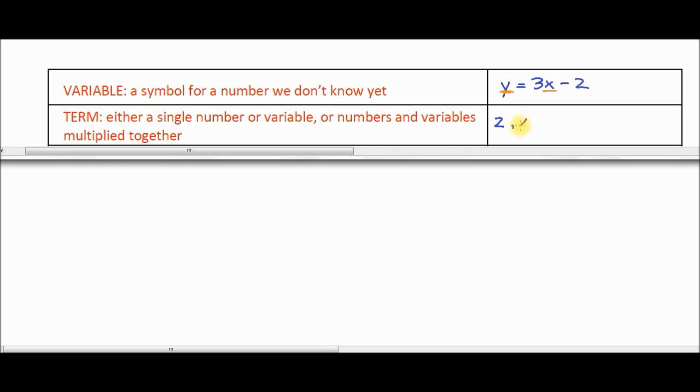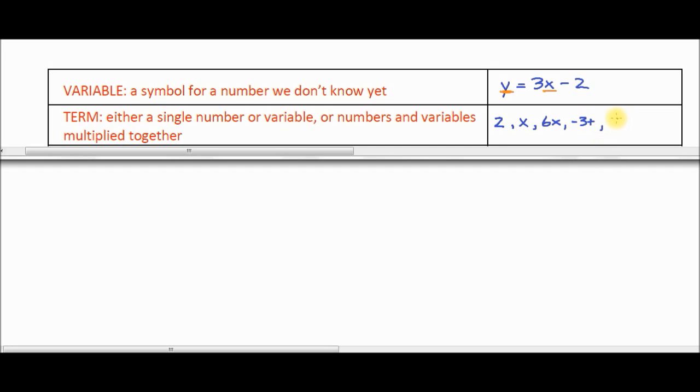Also x, we know x is a variable. It could also just be a term. We could put a coefficient there. Let's say 6x, that's a term. Notice the term is numbers and variables multiplied together. Well, this is a number and a variable multiplied together. Let's do -3t. That's a term, a number and a variable multiplied together.